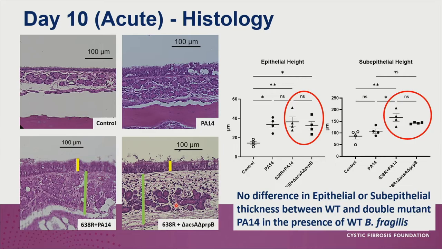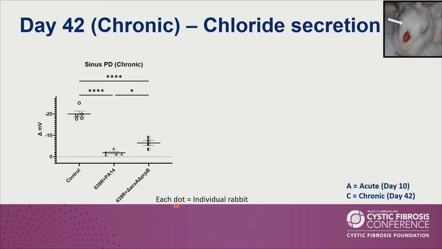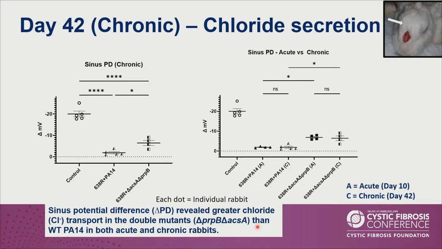When I go to the chronic condition, day 42, looking at chloride secretion, there's still a very significant difference between the mutant and the wild type. When I compare acute and chronic, there's also a very significant difference in chloride secretion between these two groups, which means that once there's an acute injury with a chloride defect, it doesn't really recover by day 42, even though aeration was restored. So sinus potential difference revealed greater chloride transport in the mutant compared to the wild type in both acute and chronic rabbits.